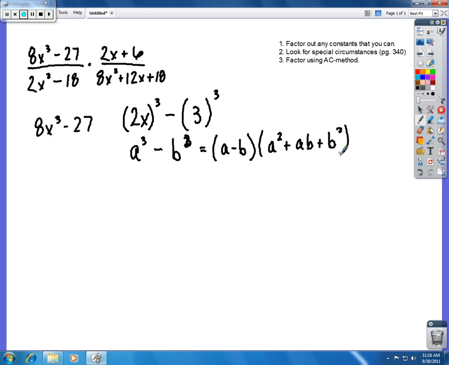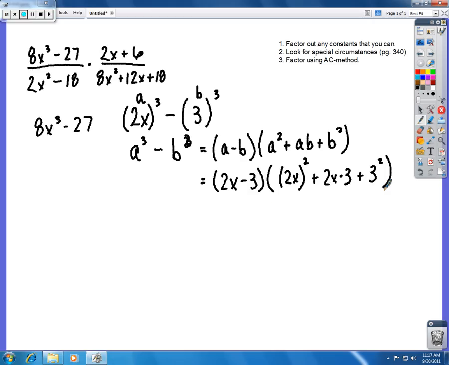Now the reason that I have to break this down is because this term on the inside of the parentheses, that's what a is. The term on the inside of this parentheses is b. So I now have something a cubed, b cubed. So I'm going to rewrite this expression here, substituting my 2x and my 3 for a and b. Okay, so this is now 2x minus 3 times, use parentheses here, 2x, the whole thing, squared, plus 2x times 3 plus 3 squared.